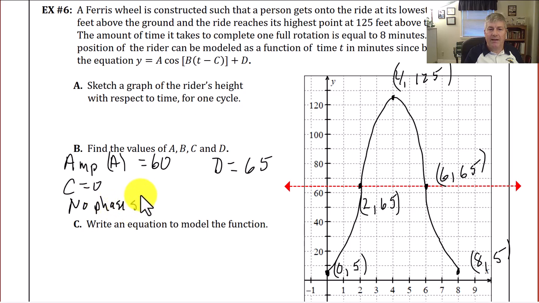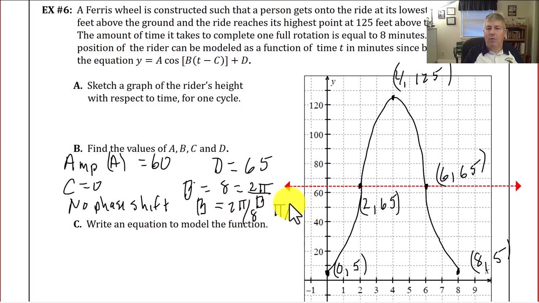And then finally, probably the toughest one to find is B. Our period is 8 minutes, so 8 is equal to 2 pi over b, so we're not doing harmonic motion anymore. Let's go ahead and solve for b. Multiplying both sides by b and dividing by 8, we get b is equal to 2 pi over 8, or pi over 4.